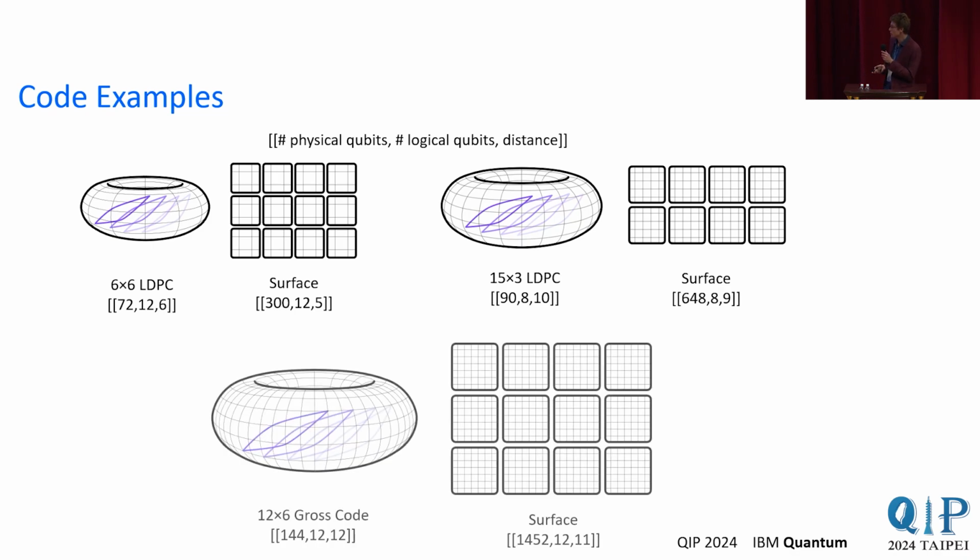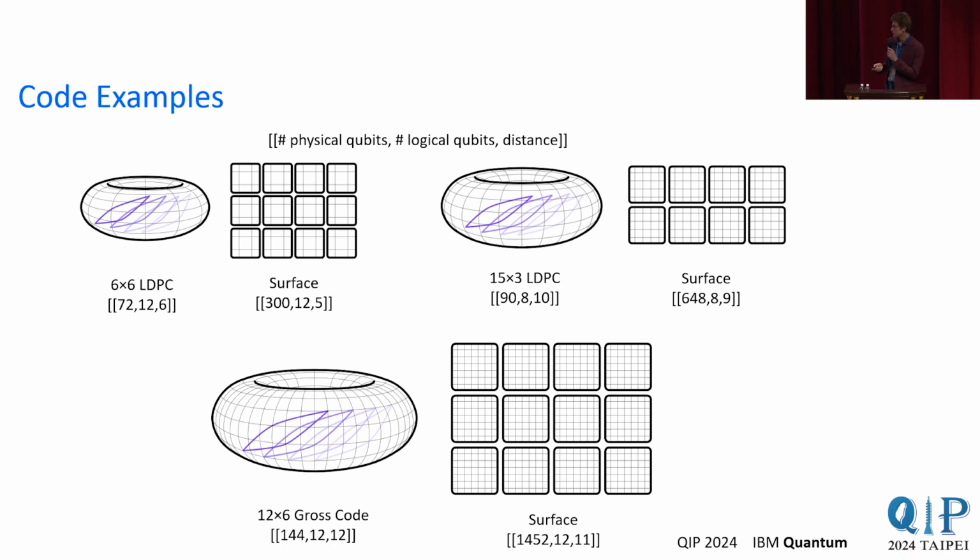So the poster child of this research work has been this particular 144 qubit code. We call it the gross code. Gross, the word means a dozen dozens, so 144. And it achieves a whopping factor of 10 improvement in terms of the number of physical qubits you need to realize 12 logical qubits at distance 12.